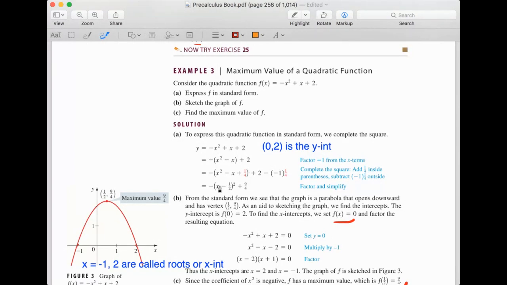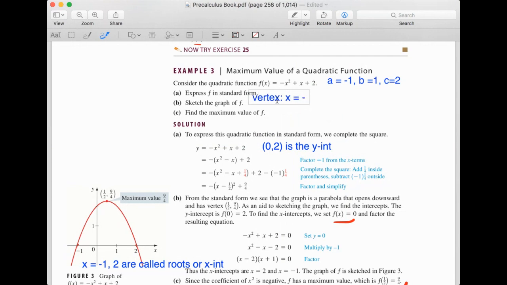So let's solve for vertex. We don't have to complete squares. Let's find our vertex. So let's figure out our a, b, c. A equals -1, b equals 1, c equals 2. Right? Now let's find our x value for the vertex.